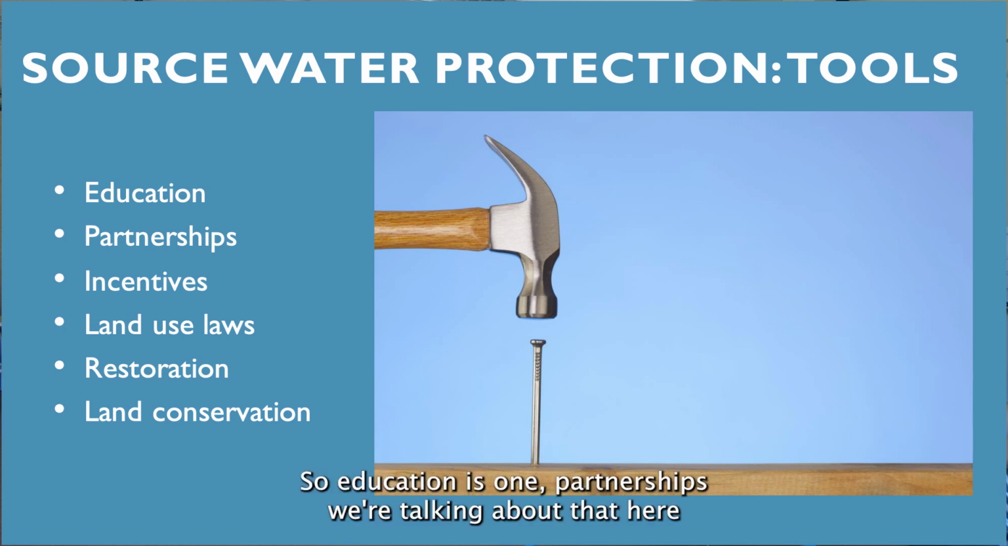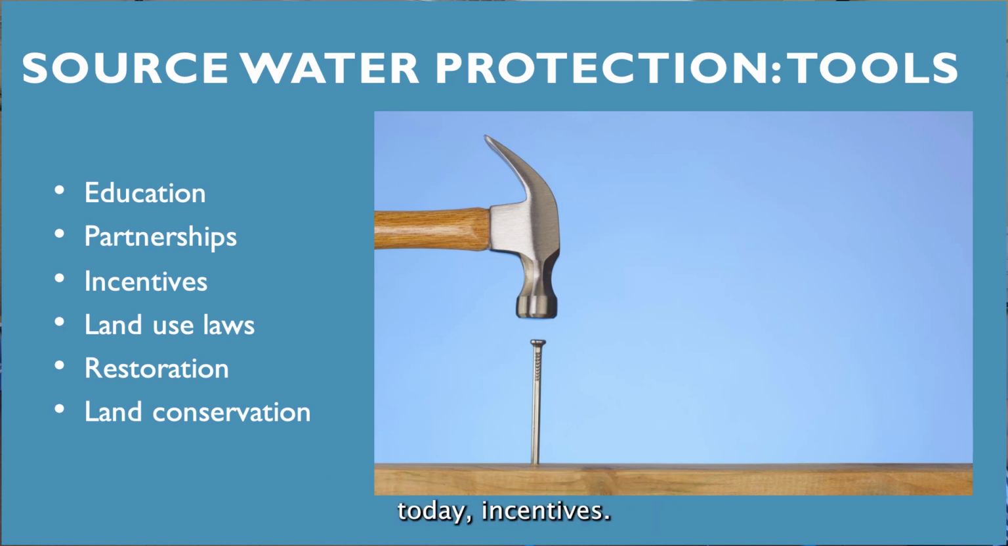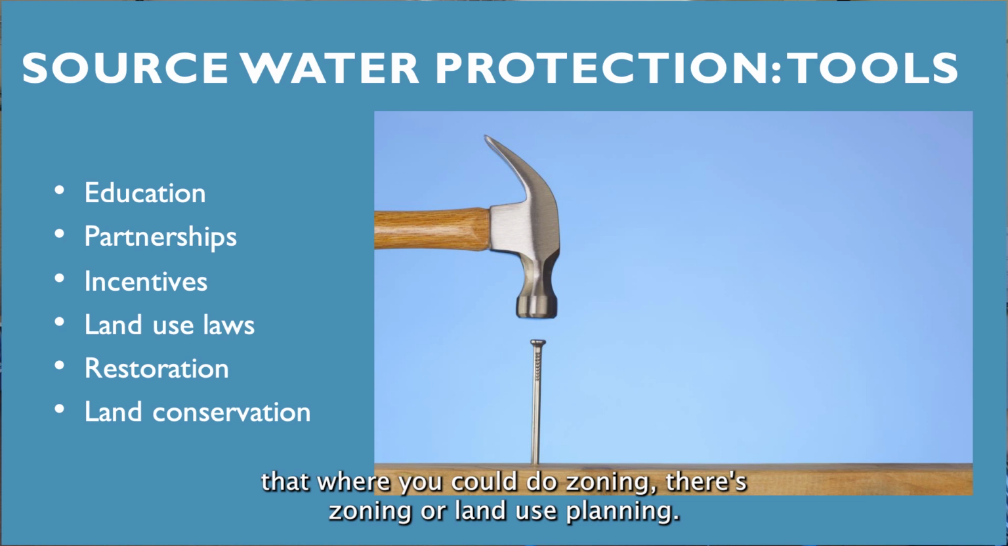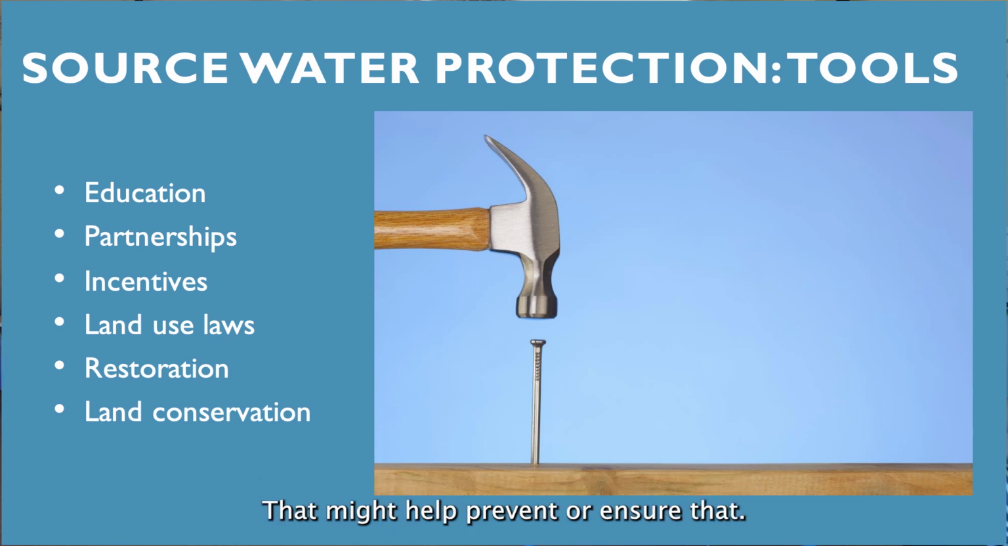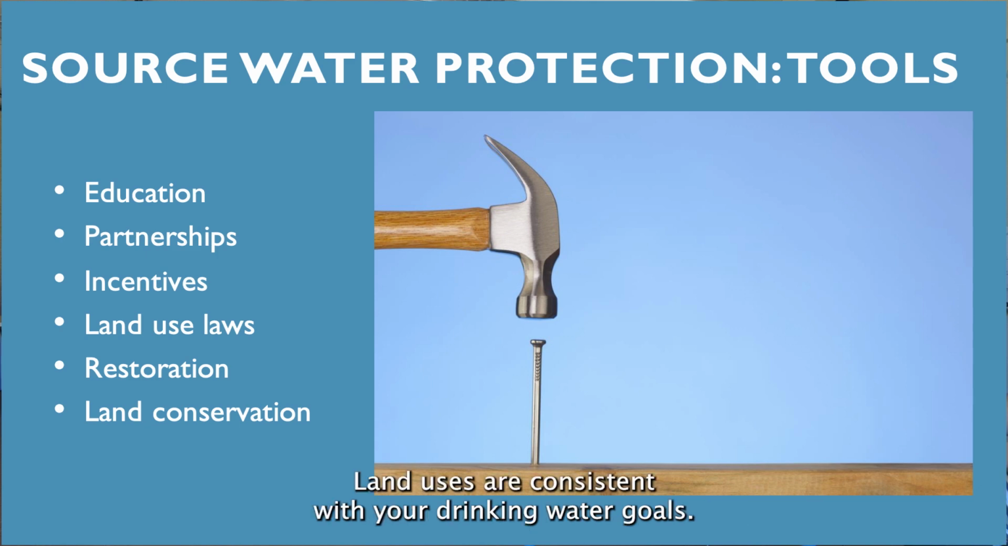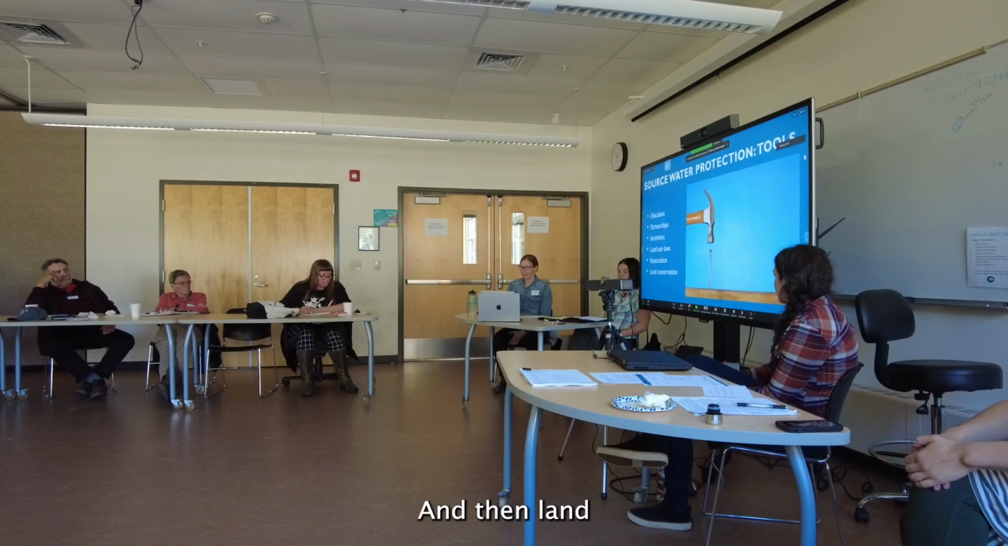So education is one, partnerships, we were talking about that here today, incentives, so maybe providing funding for landowners or land users to implement practices that might improve your water quality, restoration, so where land has been degraded, creating healthy landscapes again. Land use laws is one where you could do zoning. There's some zoning or land use planning that might help ensure that land uses are consistent with your drinking water goals, and then land conservation.